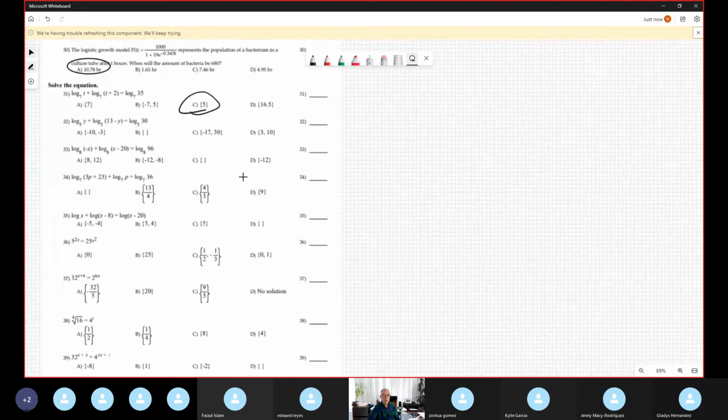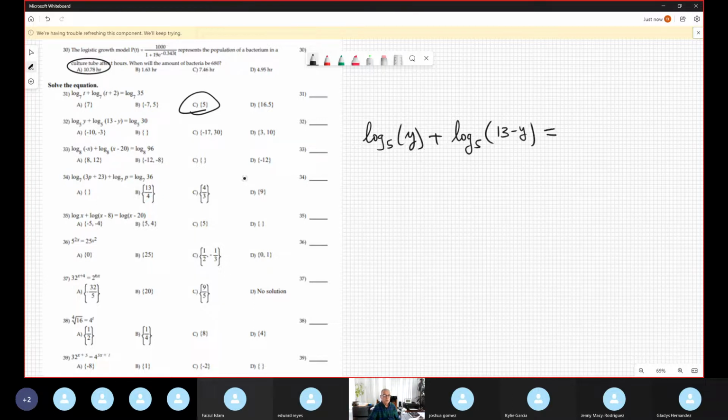32 is logarithm of base 5 of y plus logarithm of base 5 of 13 minus y is equal to logarithm of base 5 of 30. Wow, it's easy, it's similar, right? One more time, you condense into only one logarithm base 5 of the multiplication y times 13 minus y equal to log base 5 of 30.